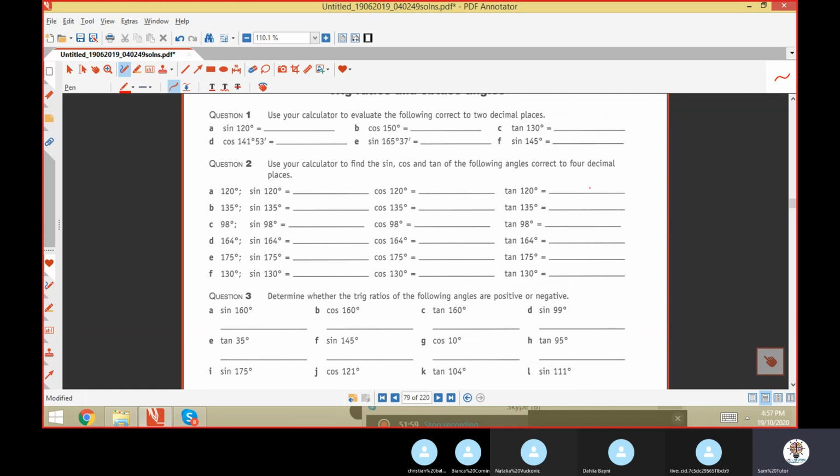Tangent here is positive, and sine and cosine are negative. And then lastly, cosine is positive here, but sine and tangent are negative. And these are like 360. Yeah, that's right. So it'll be 0, 90, 180, 270, 360. But it's just negative 1.19.